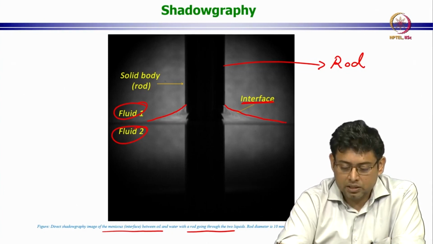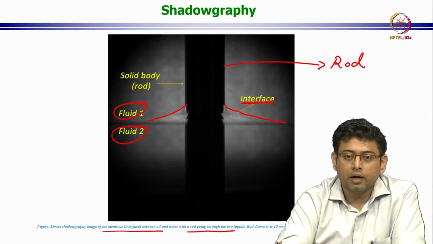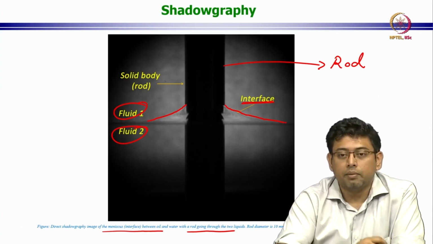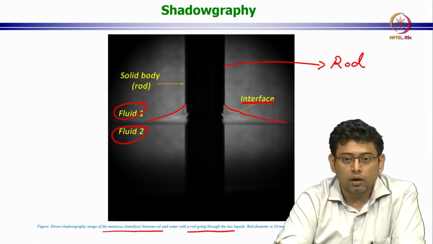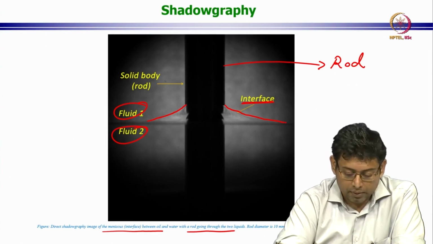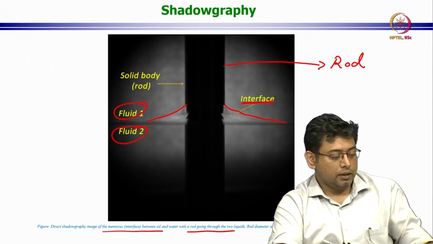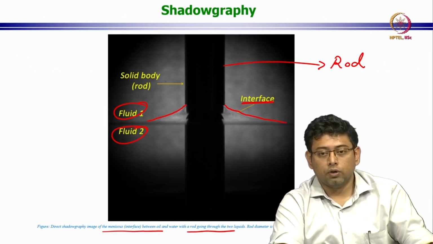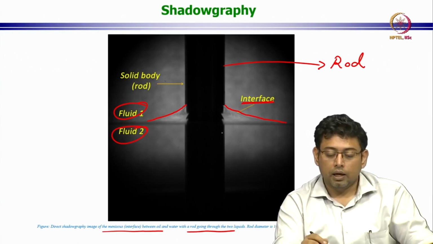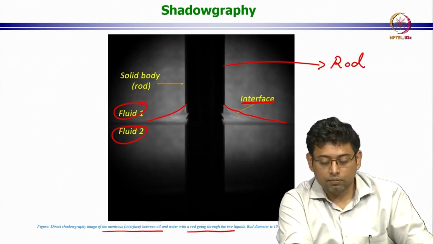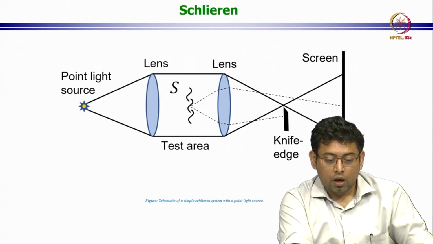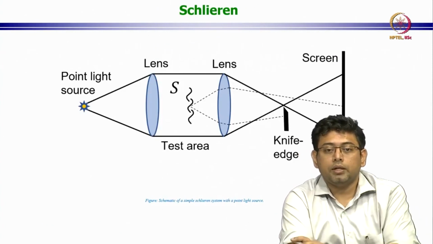Now the only problem is these data cannot always be used for quantitative evaluation, because in shadowgraphy the relationship between the image and the object is not always one-to-one, or not always that easily quantifiable. So that creates a problem. The image is not always a conjugate of the object, and hence these are not often used for highly quantitative visualizations. The one that is most popular is called Schlieren.